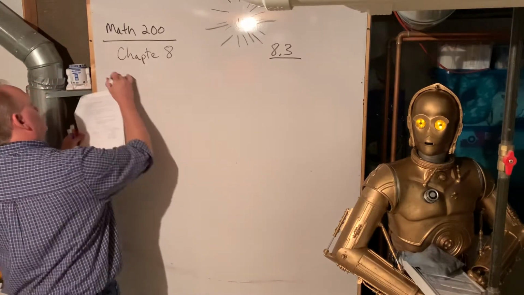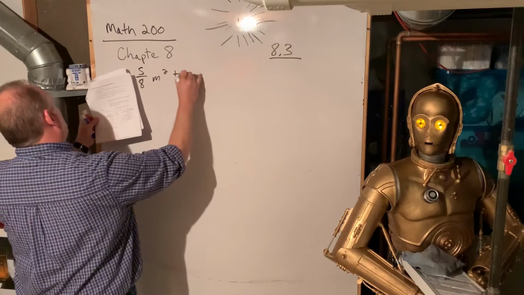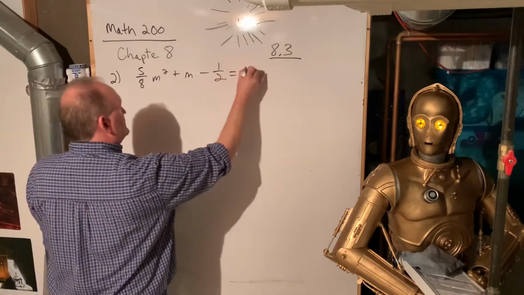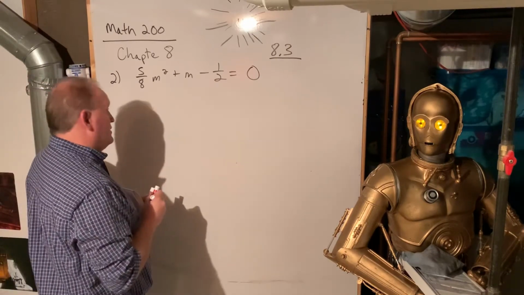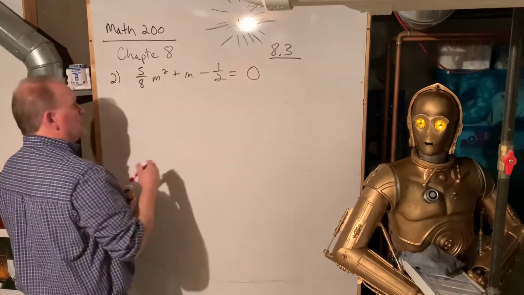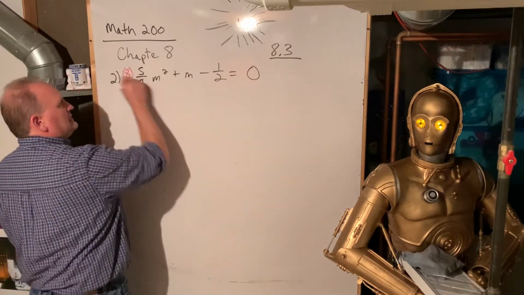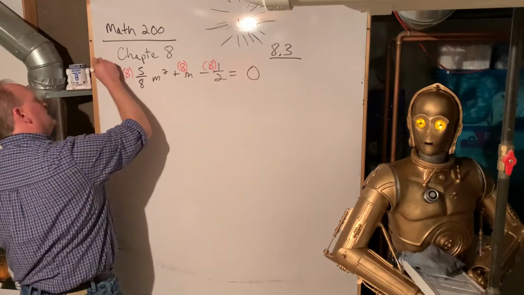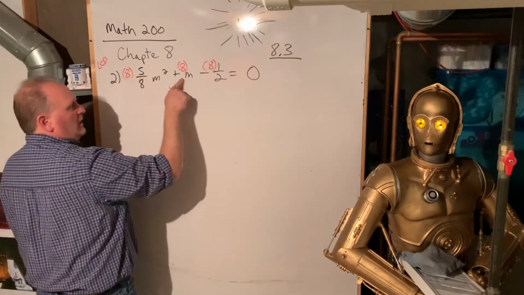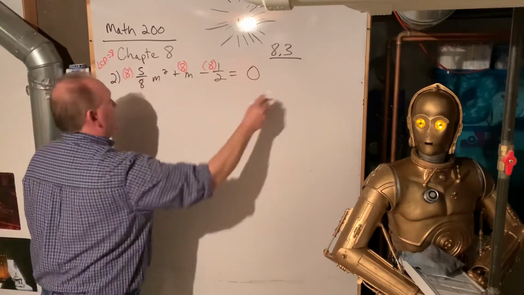So the next one is 5/8 m squared plus m minus 1/2 equals 0. So again, we don't want to work with fractions, and we don't have to. It's an equation. We're looking for zeros. So we can multiply everything by 8 because that's the LCD. The LCD between 8 and 1 and 2 is 8. And so if we multiply everything by 8, look at what happens.